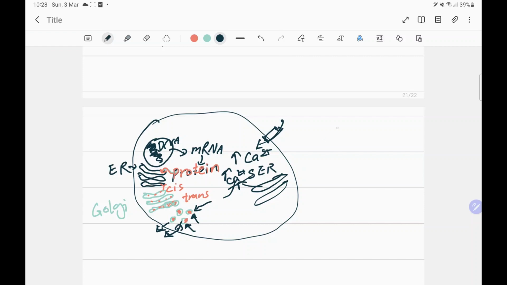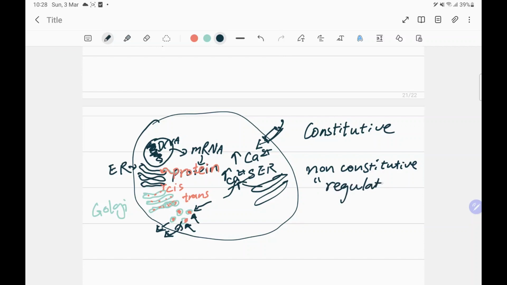So the exocytosis happens through two styles of pathways. One is your constitutive pathway, and the other is the non-constitutive or falsely named regulated pathway. What happens is both the pathways are regulated. Now I'll just talk to you about what is constitutive versus non-constitutive.